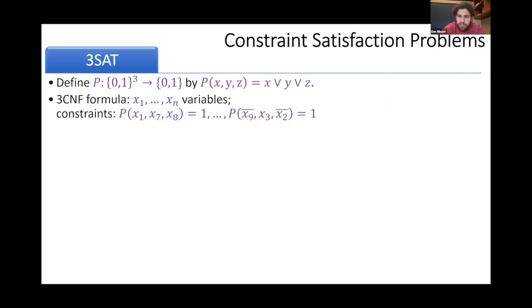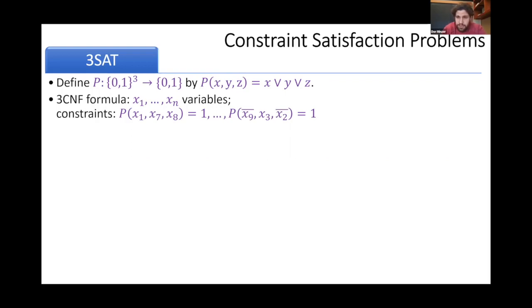We all know and like the three-SAT problem, but now I'm going to state it in a slightly weird way. For that, I'm going to define a predicate P. The predicate takes three Boolean values, X, Y, and Z as inputs, and as an output, 1 bit, which is the OR of the bits.